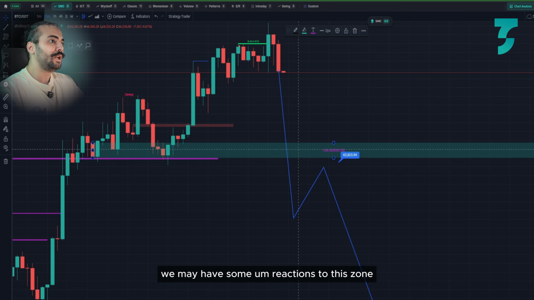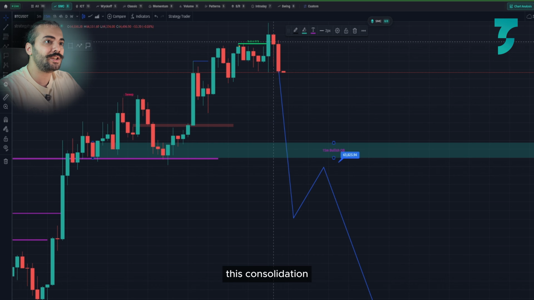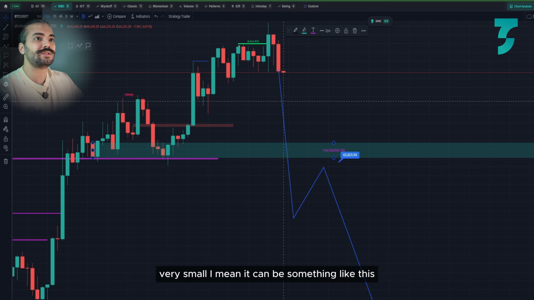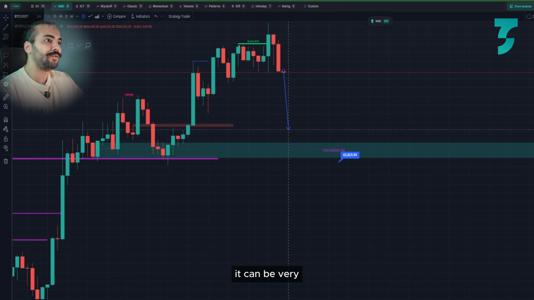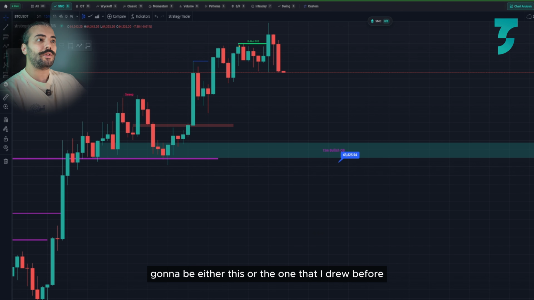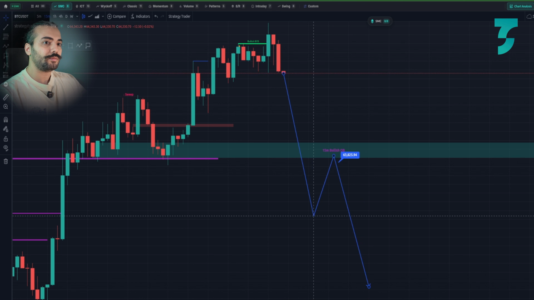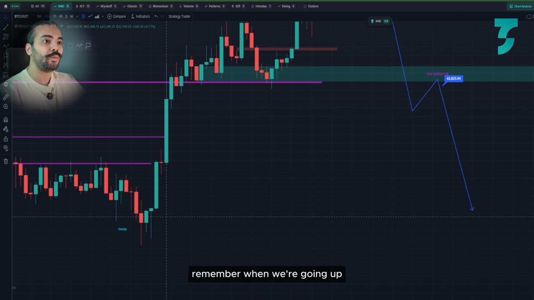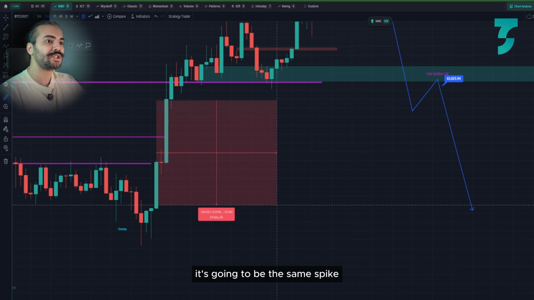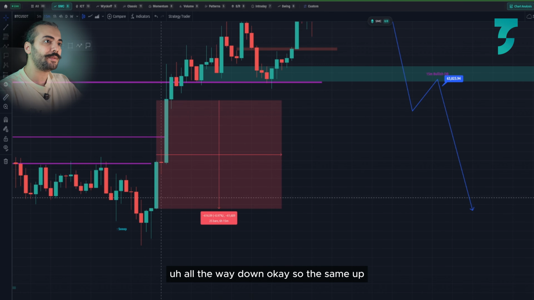We may have some reactions to this zone, but it shouldn't be much because, as you can see, this consolidation has a lot of liquidity. And even if we touch here, this might be something very small. It can be something like this. It can be very small and then move all the way down. So make your play. It's going to be either this or the one that I drew before. Make sure that it can't go below this. Remember, when we're going up like a spike, from here all the way to here, it's going to be the same spike all the way down. So the same up, the same down.